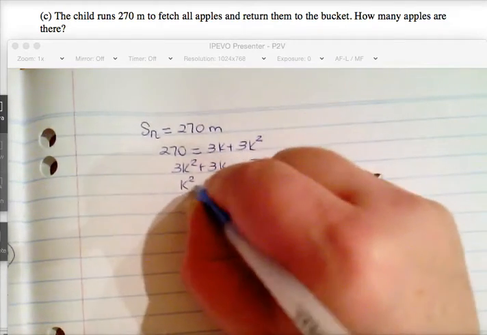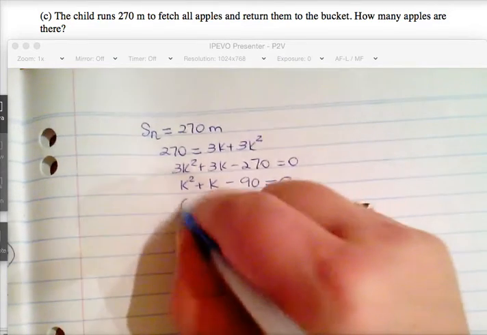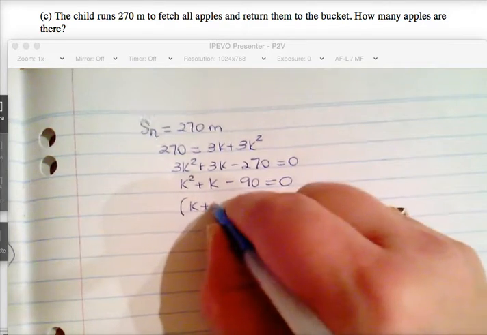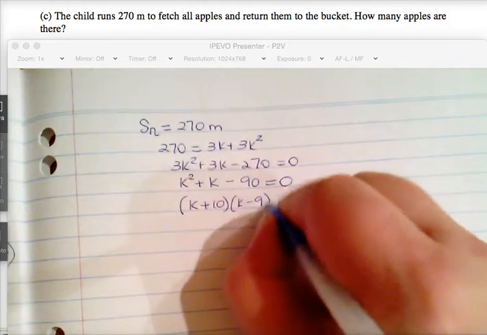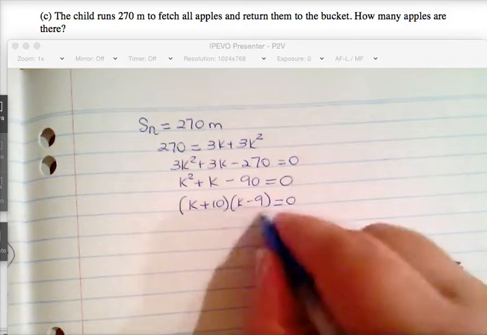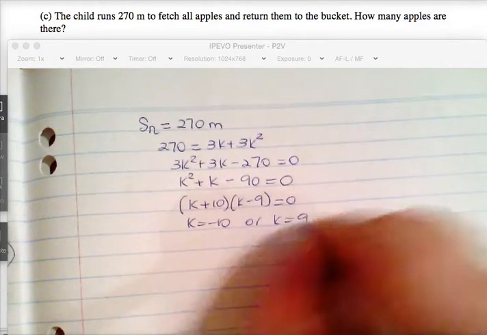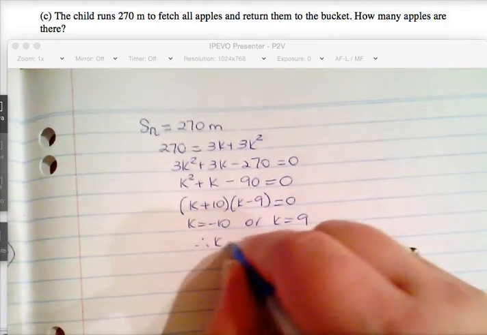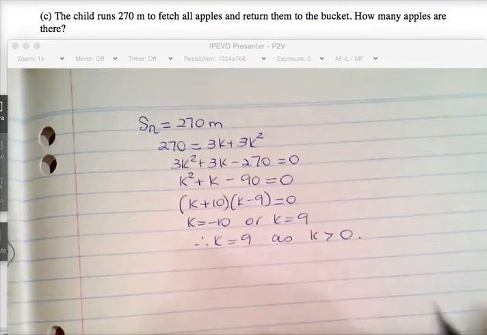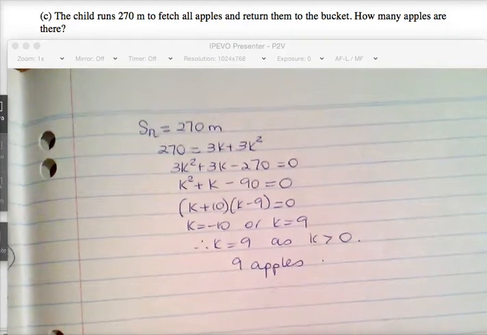Dividing through by 3, we've got k squared plus k minus 90 equals 0. Factors of 90 will go plus 10 and minus 9. So therefore, yes, that gives us k plus 10 and k minus 9. So therefore k is negative 10 or k is 9. But therefore k equals 9, as k has to be greater than 0. So how many apples were there? There were 9 apples. Okay, we'll just look at another example.